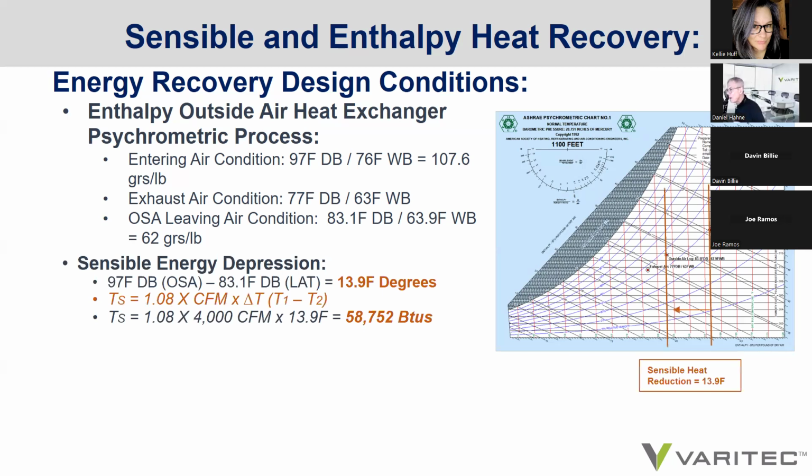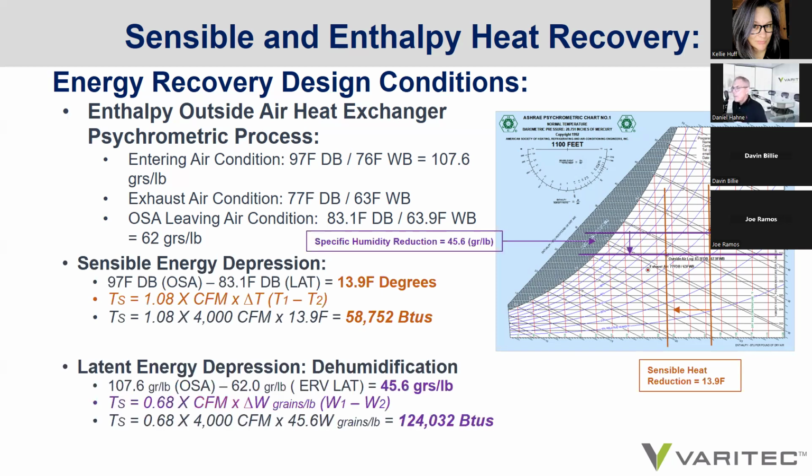First of all, you have your outside air condition entering the box or the energy recovery device. Then you look at the leaving air condition. Here, the sensible depression is 13.9 degrees, or approximately 58,000 BTUs. But look at the latent energy depression. It is substantial. That's the amount of energy necessary to keep water in a vapor state. And that can be easily seen and calculated on the psychrometric chart.